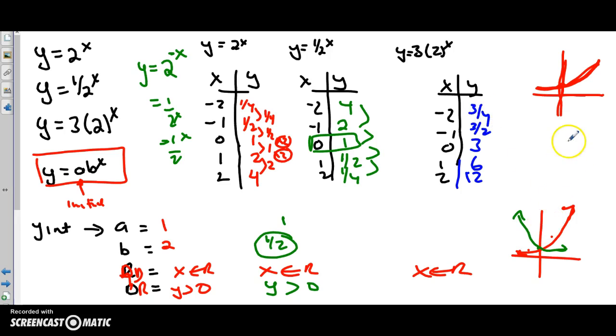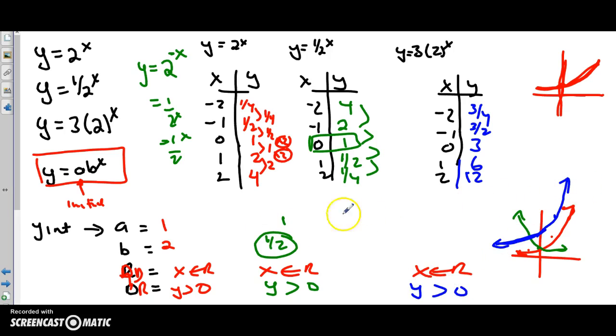So if I was to sketch this, I would have the point (0, 3). This was (0, 1), so I'm up here. And then the point (1, 6), which is up here, and then (2, 12), which is way up here. And then it comes down like this. And then negative 1 is 3 halves, which is over here somewhere. And again, I have an asymptote as I approach 0, but I never get to 0, so I have an asymptote of 0. And y is always greater than 0 here.